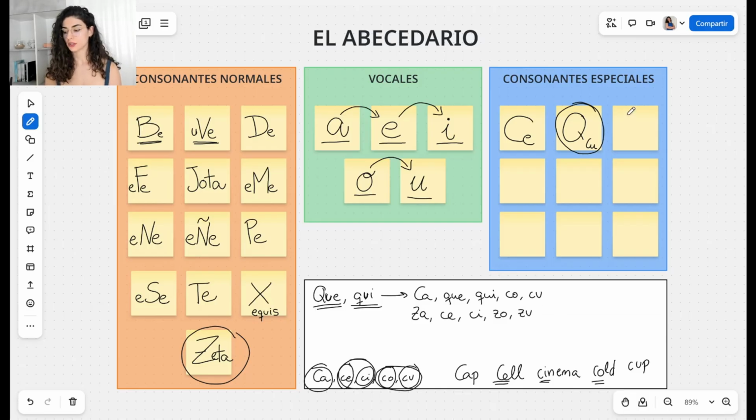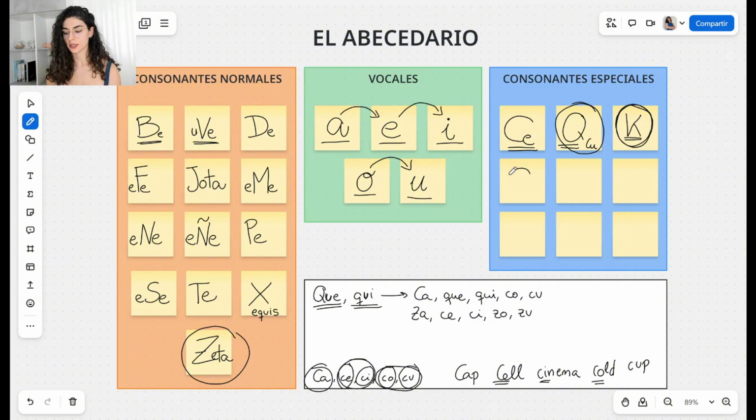We have letter K in our alphabet, called ka, but we don't use it. This is just for foreign words or international units like koala or kilogram, kilo, kilómetro, kilometer. But we don't use it in our language because we have letter C and letter Q for that sound. Anyway, for letter K, the sounds would be ka, ke, ki, ko, ku. But again, we don't use it.